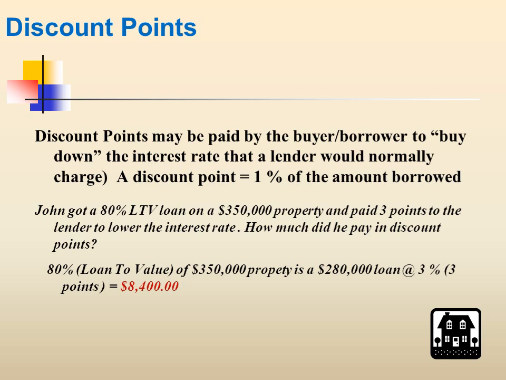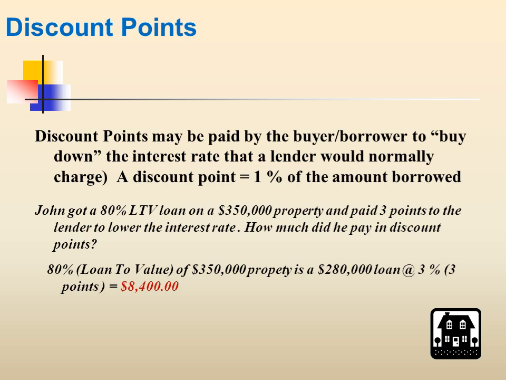Discount points may be paid by the buyer or borrower to buy down the interest rate that the lender would normally charge. A discount point is 1% of the amount borrowed. So, John got an 80% LTV loan on a $350,000 property, paid 3 points to the lender to lower the interest rate. How much did he pay in discount points?